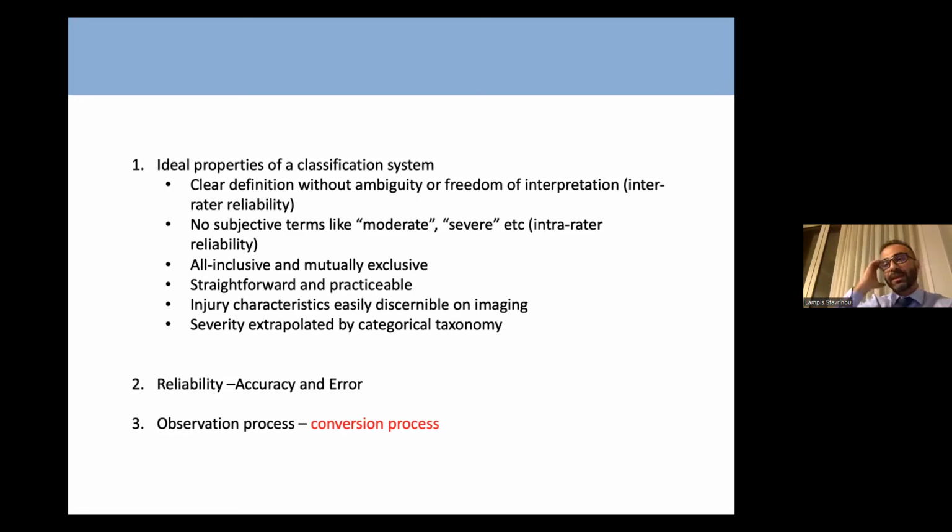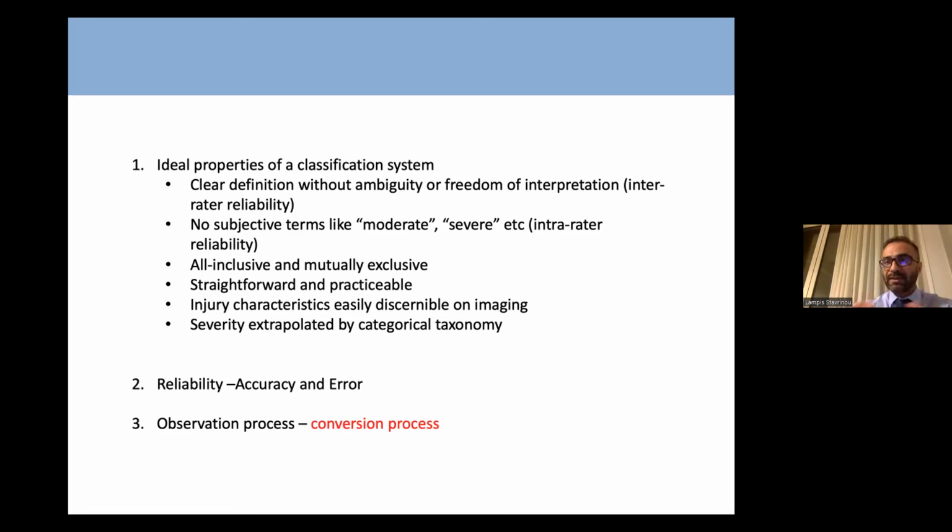The term reliability has to do with what we understand as accuracy and what we understand as error, which means: how accurate are we when we describe a certain fracture, and what are the margins of error. And the observation process and conversion process should be straightforward. The observation process goes without saying.